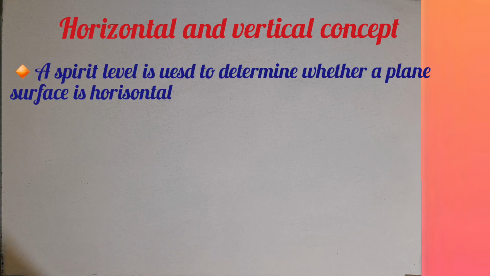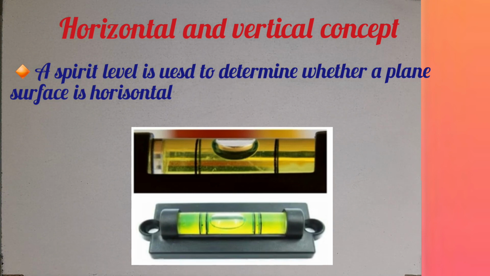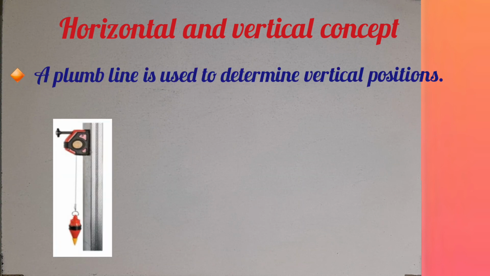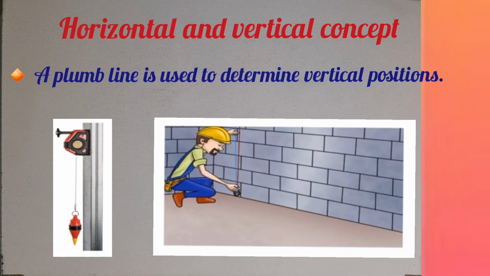A spirit level is used to determine whether a plane surface is horizontal. You can see a bubble on it. If the bubble is in the middle when you place the spirit level on a surface, it means the surface is horizontal. If the bubble goes to one side, the plane is not horizontal. A plumb line is used to identify vertical positions. You can see it in the diagram. In the diagram, a carpenter is using a plumb line to investigate whether the plane is vertical or not.